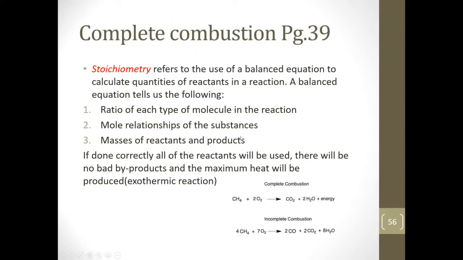We then learned that stoichiometry refers to the use of a balanced equation to calculate the exact quantities of reactants required for that reaction to take place. Then we learned that the balanced equation will tell us a ratio of each type of molecule. From that, we could calculate the mole relationships of the substances, and also calculate the masses of the reactants and the products. It was all marvelous. Long story short, if it was all done correctly, all of the reactants would be used, there would be no bad byproducts, and a maximum amount of heat would be produced in an exothermic reaction. All kinds of theory come together in one slide.